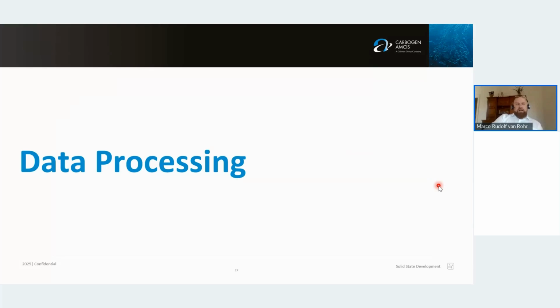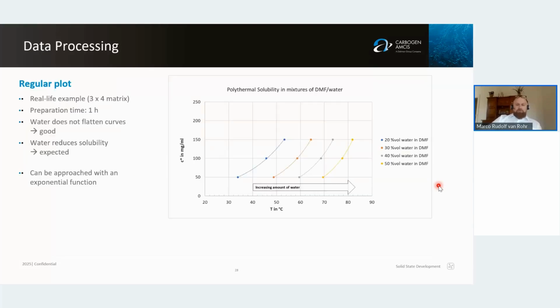I have now acquired all my data and I can plot it. This example here is in DMF water. It's a real life sample. I will talk a little bit about this more today. It's a 3 times 4 sample matrix. It took me approximately 1 hour. And I can see here nice little curves. It's only 3 points. I'm absolutely aware of that, but the data amount is low.